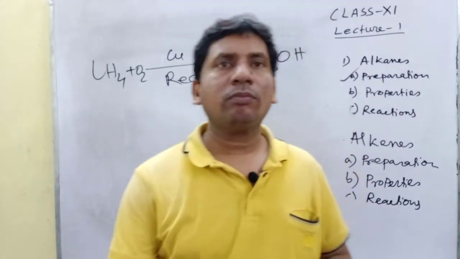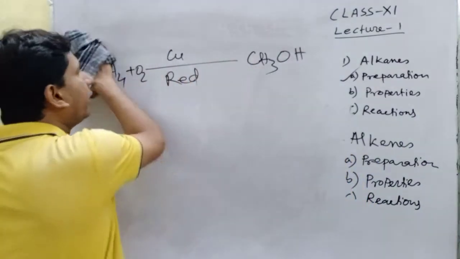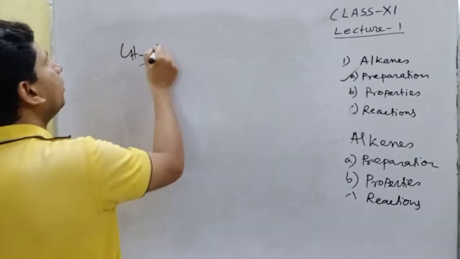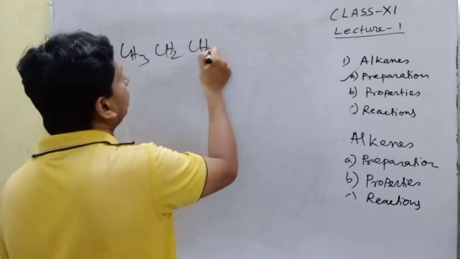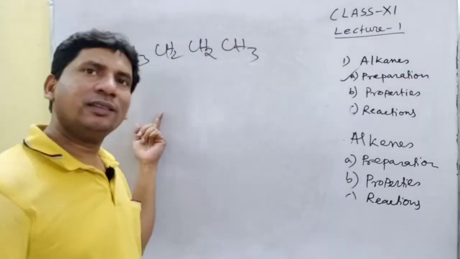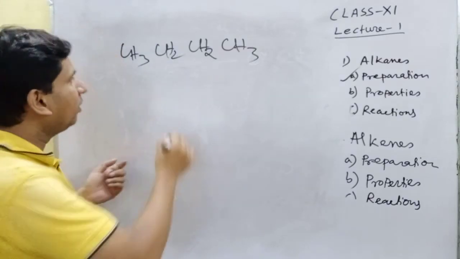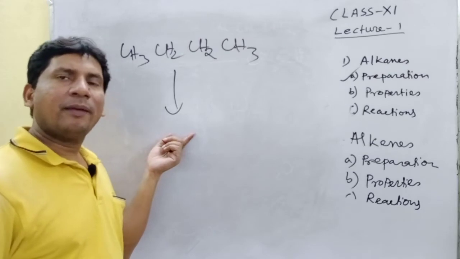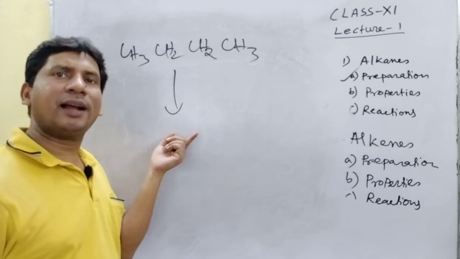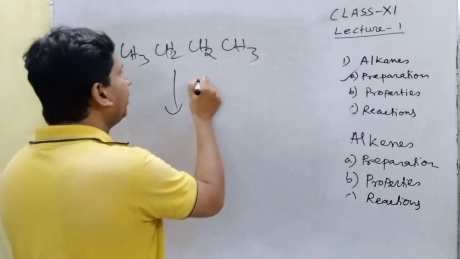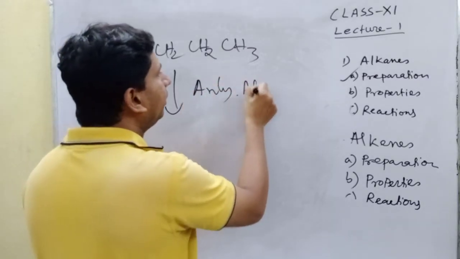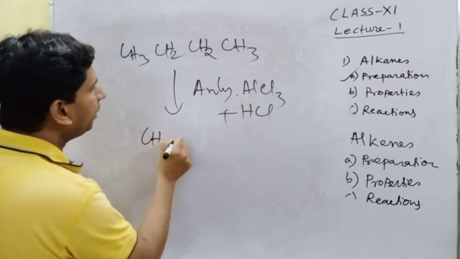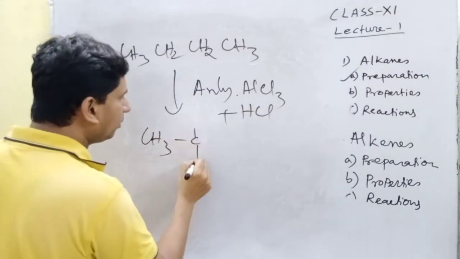Now isomerism may occur. Isomerism, what happens? Let us consider CH3, CH2, CH2, CH3. What is this? This is butane. So an isomerization reaction means we use some catalyst here, anhydrous AlCl3 in presence of HCl, then we can get CH3, CH, CH3 with a CH3 branch.